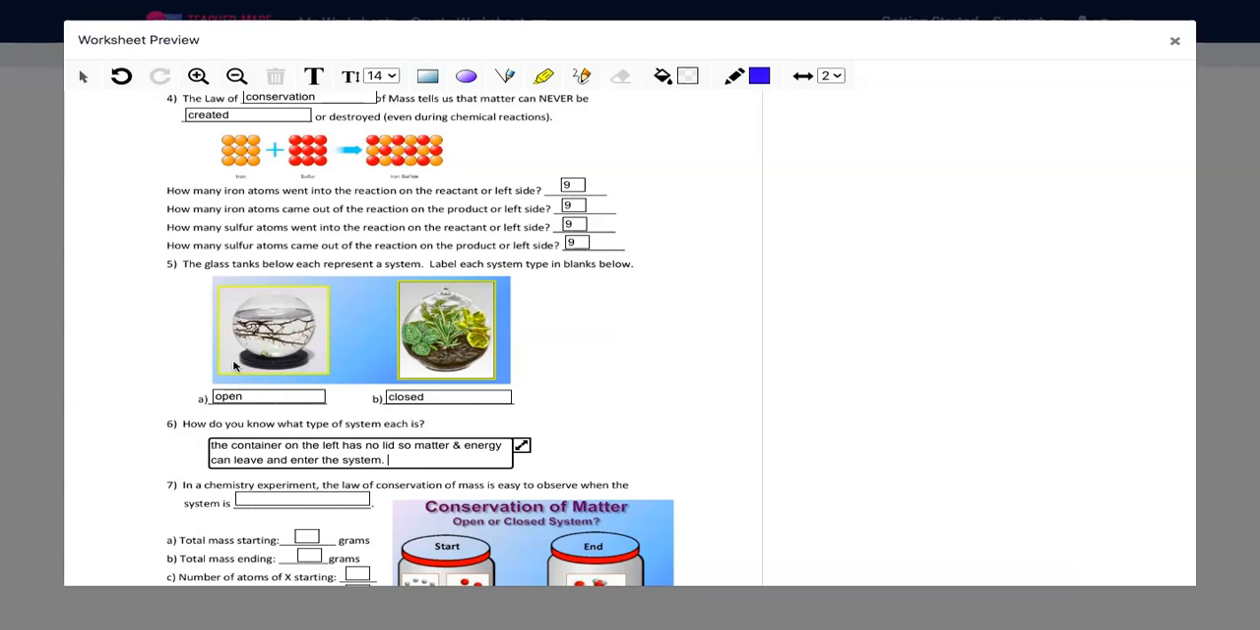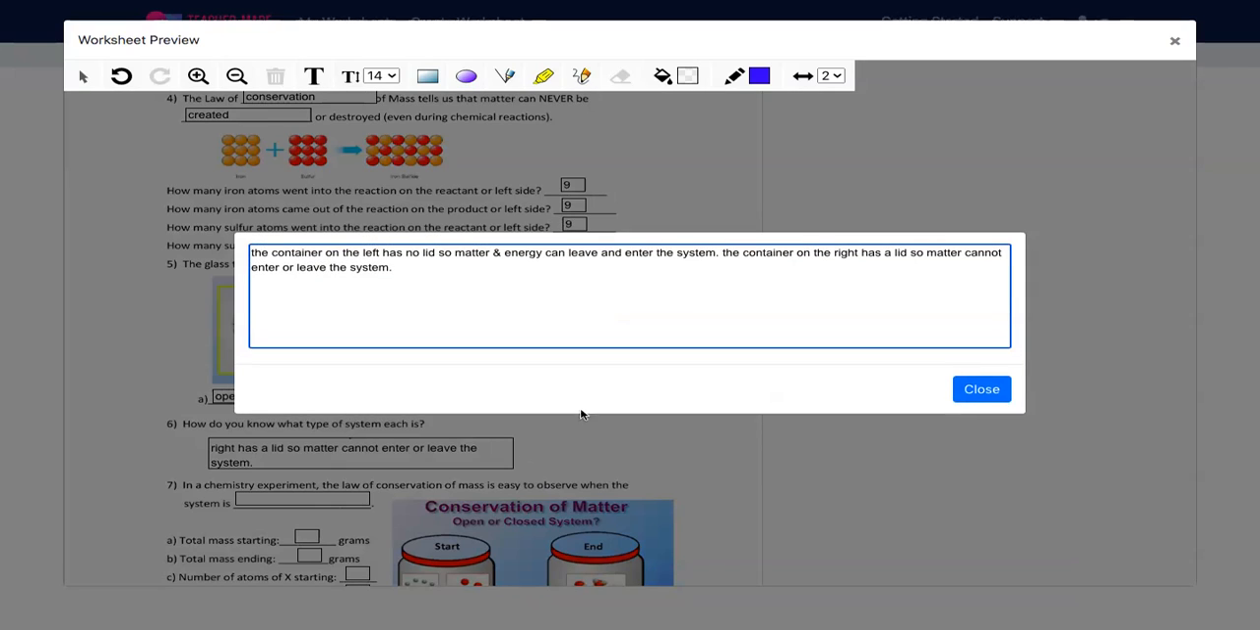Okay, the container on the right has a lid, so matter cannot enter or leave the system. Okay, and if you need me to go a little bit slower with that and kind of put it up here for you so you can write it down.